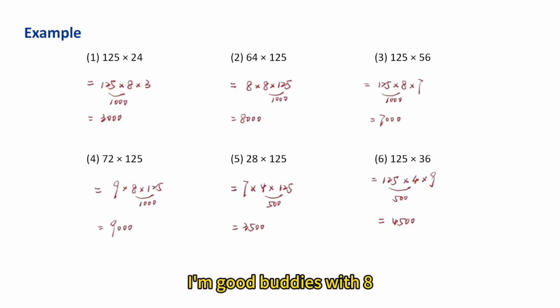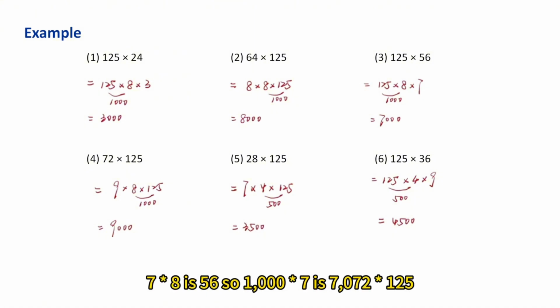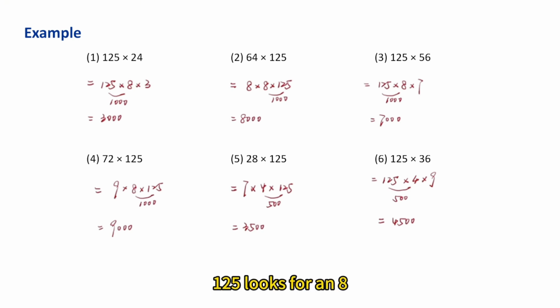Next. 125 times 56. I'm good buddies with 8. Is there an 8 in 56? 7 times 8 is 56. So 1000 times 7 is 7000. 72 times 125. 125 looks for an 8. Is there an 8 in 72? 8 times 9 is 72. There you go. 1000 times 9 is 9000.